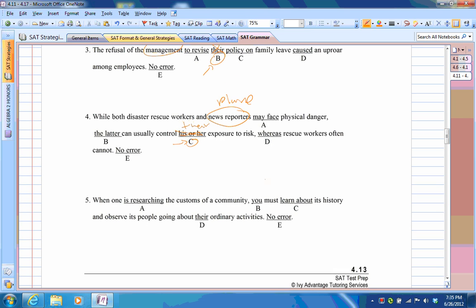And this one's a bit weird. It's under pronoun agreement. It's more pronoun shift. If you use the word one, you need to use the word one again. You gotta be consistent with your pronouns too.